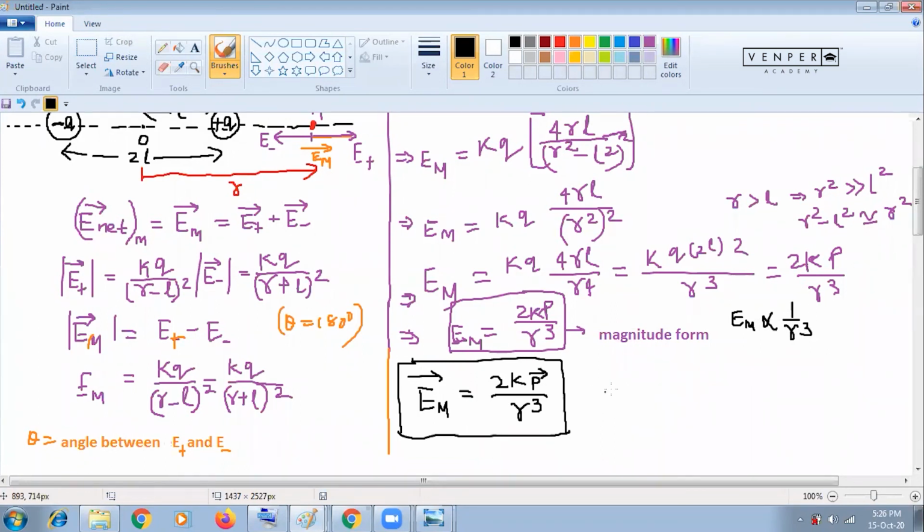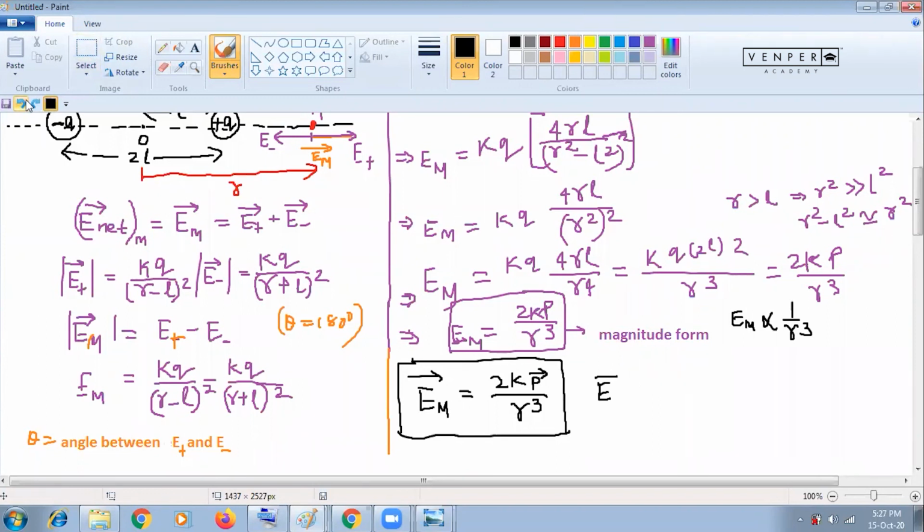Now here this we can write, or sometimes also this we can write. Sometimes in R cap also you can write, no issue. In the R cap you can write. That means you can just write like this: E vector equals nothing but 2k. So E vector dot R cap you can write like this also. But let me write only this way.